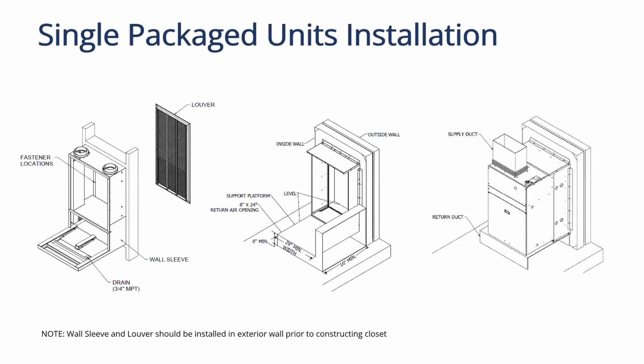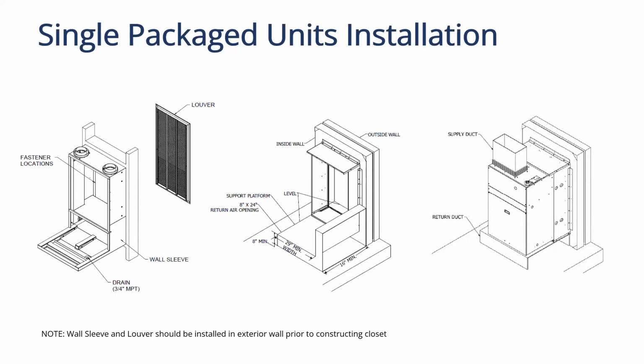This is just a couple of examples of how the different units get installed and the components that are needed. So there's basically 3 components with each of these units. There's the unit itself, the wall sleeve, and the louver. For the Eco Series or the Fresh Pack, it has a pre-assembled one-piece weight-bearing wall sleeve that slides into the wall, and the unit sits in that wall sleeve like a chair.